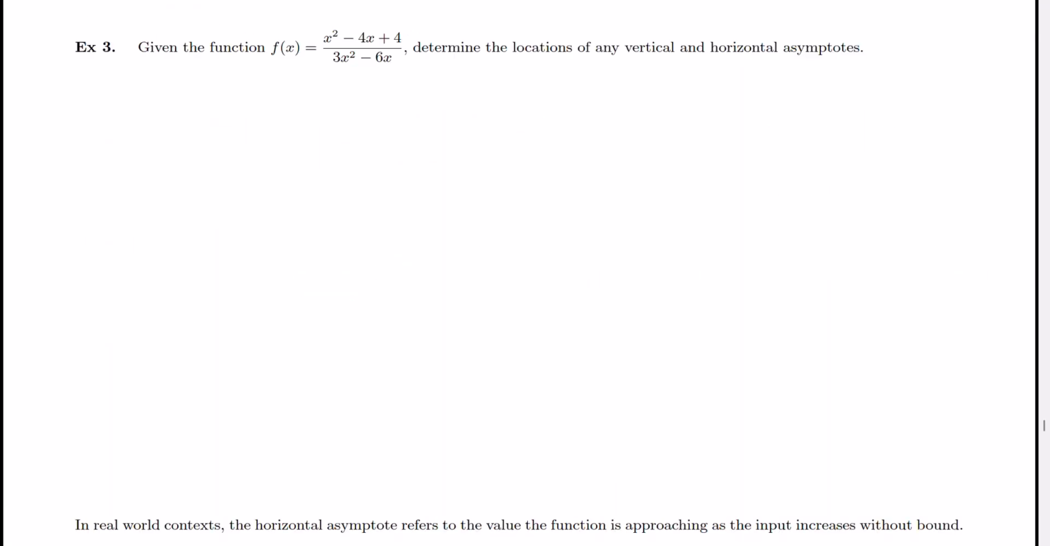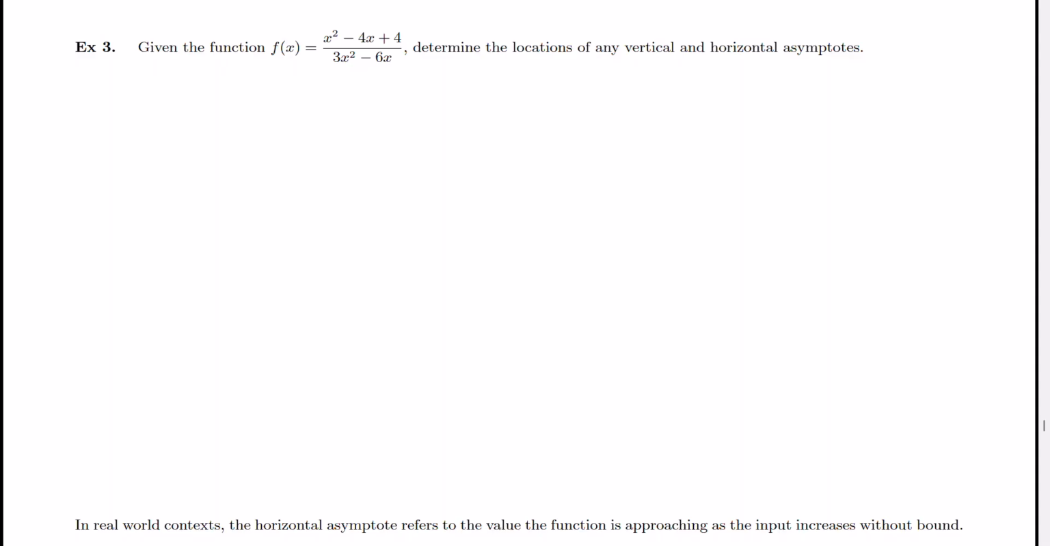Now that we know the procedures for finding horizontal and vertical asymptotes, let's take a look at how this is actually done in a real example. In example number 3, we're given a function f of x, which is (x squared minus 4x plus 4) divided by (3x squared minus 6x). And we're being asked to determine the location of any vertical and also horizontal asymptotes.